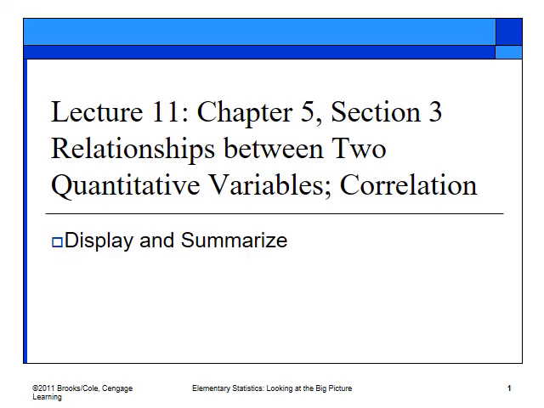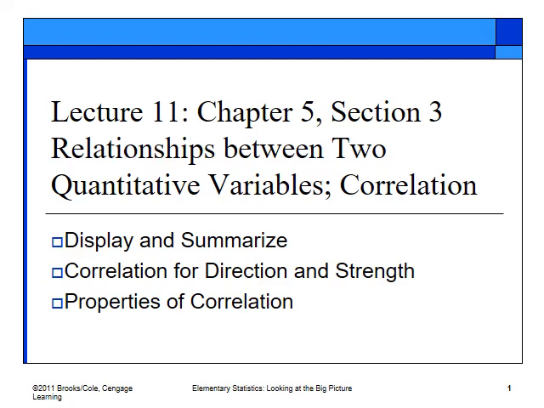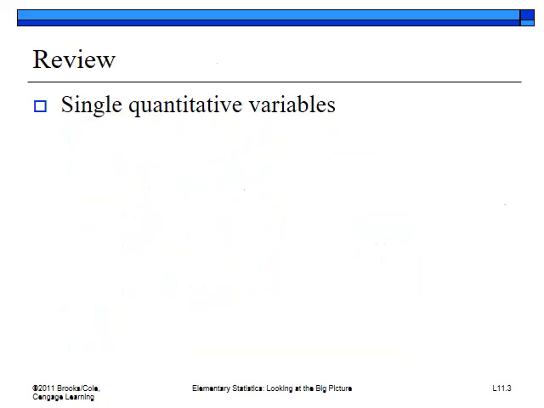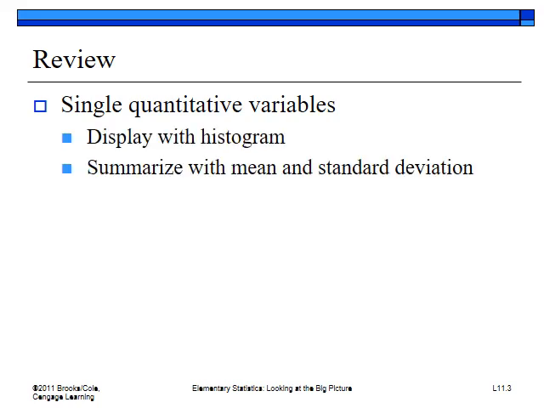In this lecture, we'll look at relationships between two quantitative variables, and we'll talk about correlation. In this lecture, we're covering displaying and summarizing relationships between two quantitative variables. Recall that for single quantitative variables, we can display the data using a histogram and summarize with the mean and the standard deviation. Remember, those are measures of center and spread, respectively.